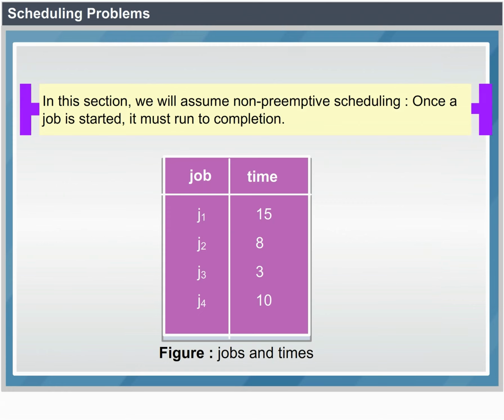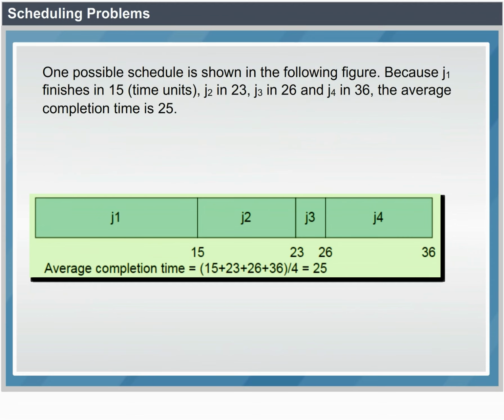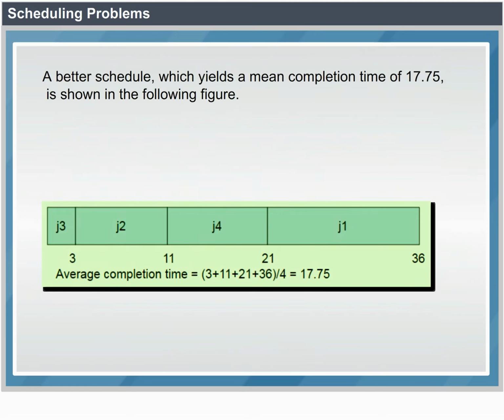As an example, suppose we have the 4 jobs and associated running times as shown in the following figure. One possible schedule is shown in the following figure because J1 finishes in 15 time units, J2 in 23, J3 in 26 and J4 in 36. The average completion time is 25. A better schedule which yields a mean completion time of 17.75 is shown in the following figure.